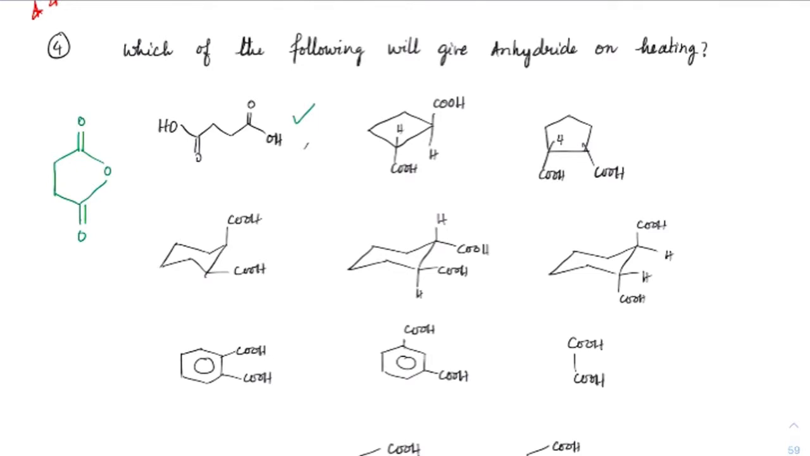Now, for anhydride ring formation, if you have 2 COOH groups on the same molecule, the ring formation is mandatory. Here, this COOH and COOH are cis and trans to each other, so they cannot make any anhydride form. Here, this is like succinic acid only, COOH, CH2, CH2, COOH. So here ring formation is definitely feasible. Alright, so this will definitely form an anhydride.